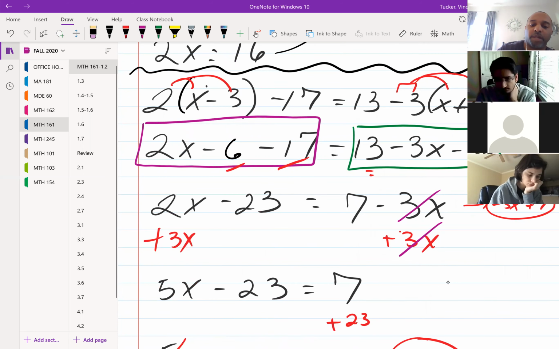Somebody in the chat. Okay, cool. All right, great. So now we have 5x minus 23 equal to 7. Now that I have all of my x terms on one side, I have a single x term. I can now move the 23, add 23 to both sides. 23's cancel. And from there, I would have 5x equal to 30. Then you can finish it off by dividing both sides by 5. 5's cancel, and x is equal to 6.